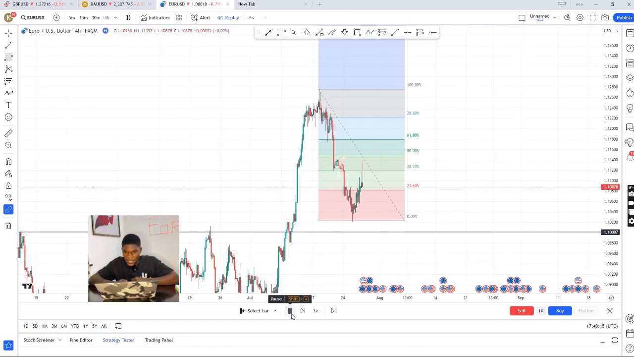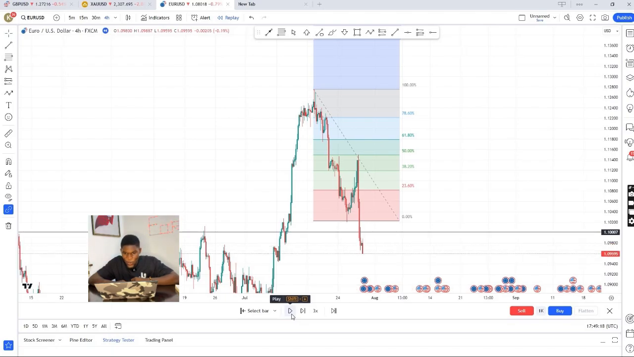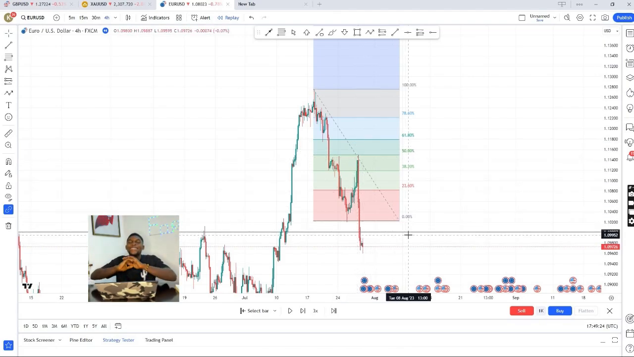So the market played, came to where? Came to this 50%. You can see how it touched it right here before the market started selling. This thing works like magic, honestly. You can actually use this to make so much money.